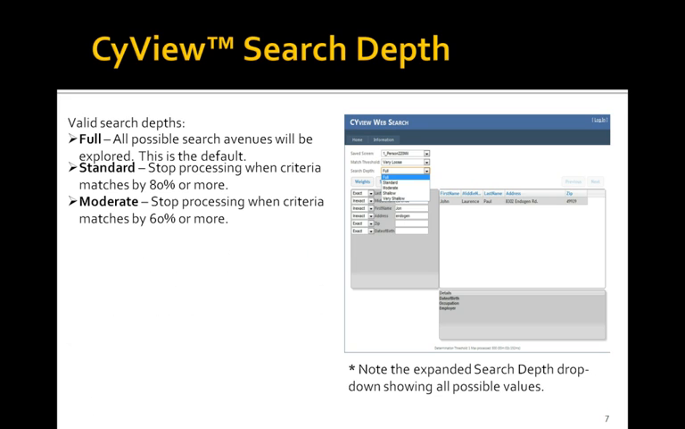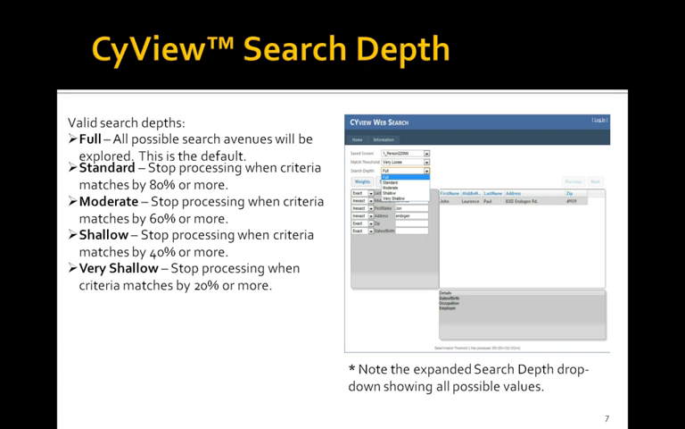Moderate, 60% or more. Shallow, 40% or more. And finally, very shallow, 20% or more. Note on the example screen the expanded drop-down showing all possible values. Now we've been introduced to the concept of the search depth. Let's see this setting in action.